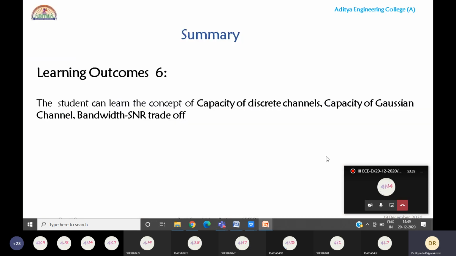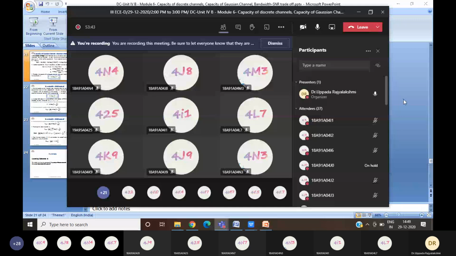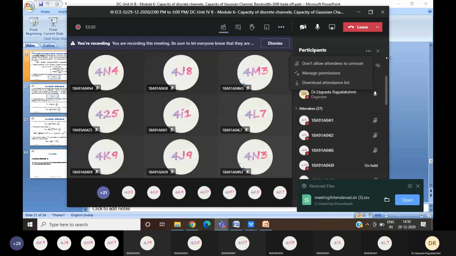Okay, so I have completed the 4th chapter. From next class onwards, we can see the discussion of 5th chapter. Okay. So any doubts in today's class?